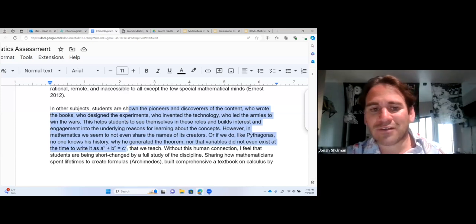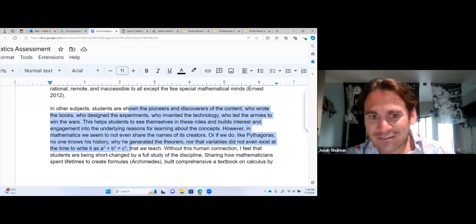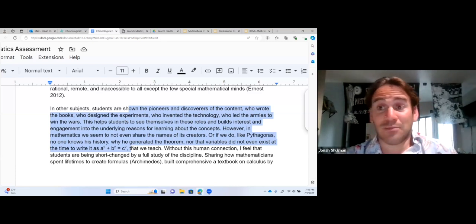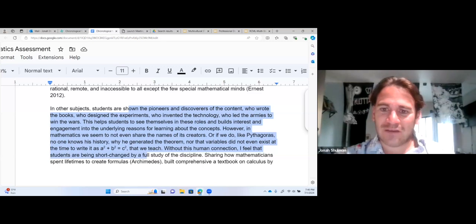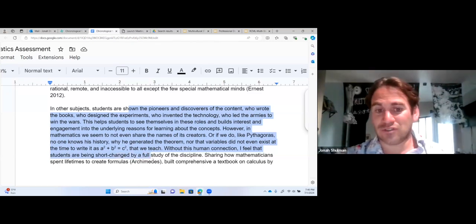Even when we talk about Pythagoras, he never even had these variables when he created it. So we don't even know why he did what he did. We don't know why he sadly murdered people or why he was killed off at sea. You know, we don't know all this crazy stuff about Pythagoras or how he came up with the theorem. So I think without the human connection, the students are shortchanged.